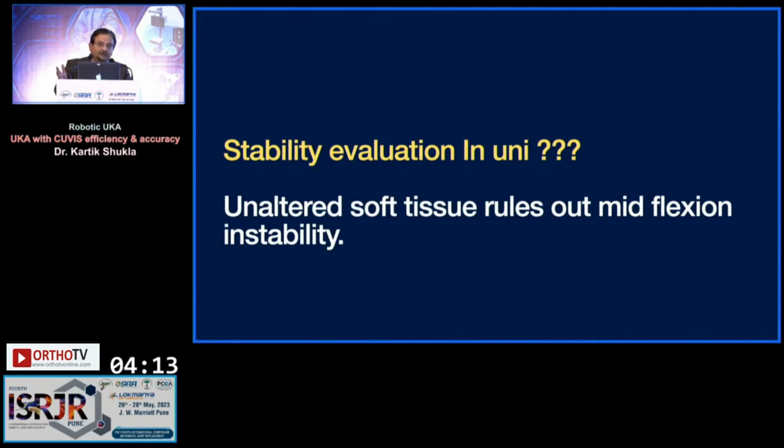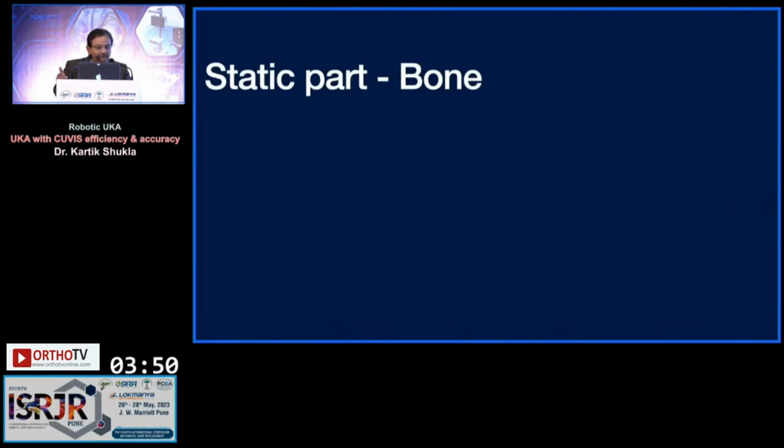And stability evaluation in uni, what are we evaluating in stability? It has to be a stable joint. Otherwise, we are contradicting our own statement of selecting the right patient. So when the soft tissue sleeve is normal, flexible and stable, it doesn't require much evaluation preoperatively. All you need is to fill this with a precise implant. So unaltered soft tissue rules out mid-flexion instability. There is nothing like mid-flexion instability in uni.